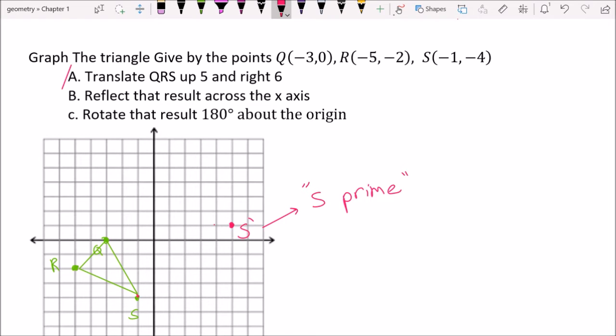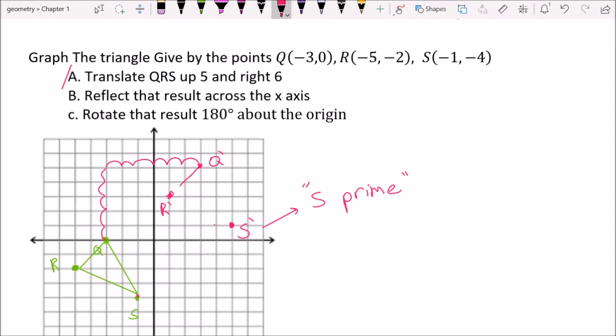We're going to do the same thing with the other points. Be careful when you count. Sometimes people overcount this, which is weird. So be careful. From Q, we're going to go up 1, 2, 3, 4, 5, right 1, 2, 3, 4, 5, 6. There's Q prime. And I'm going to take a moment and put R prime on here as well. R prime is right here.